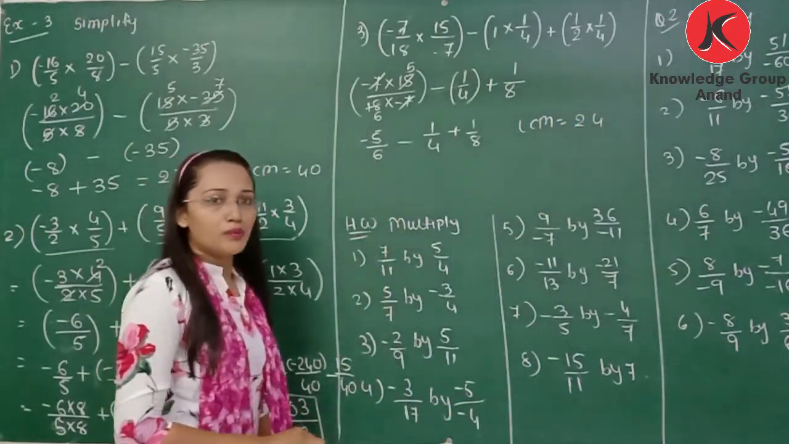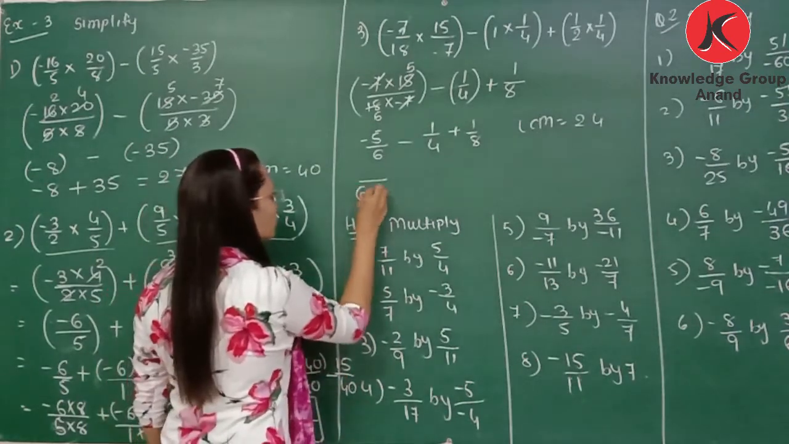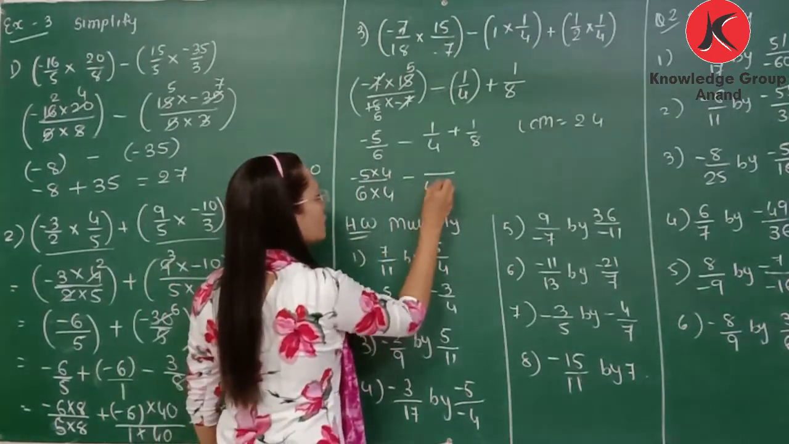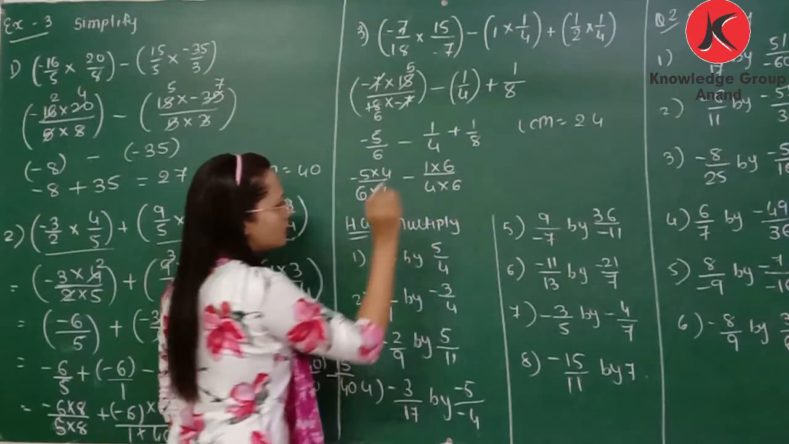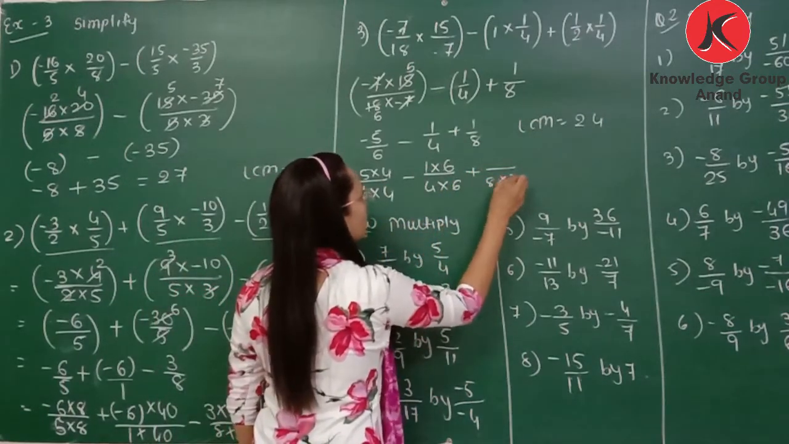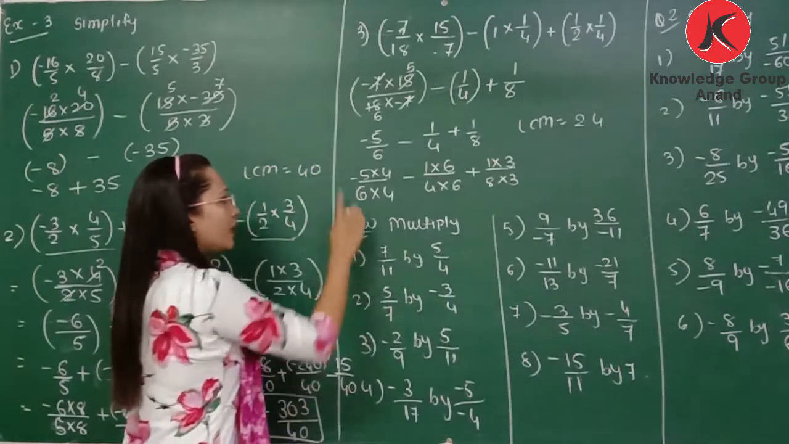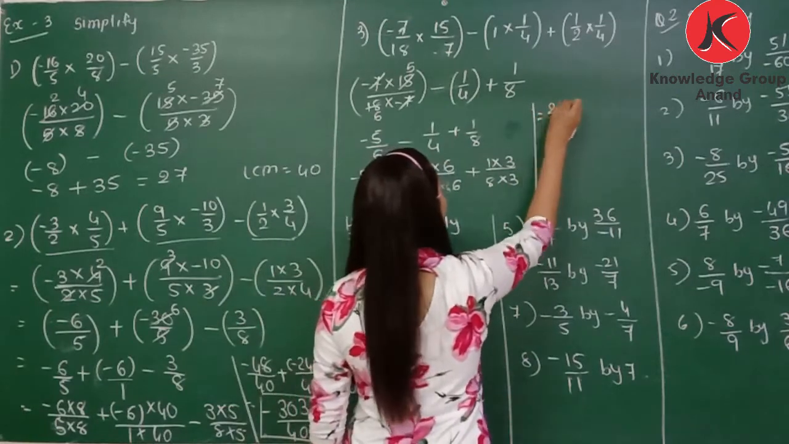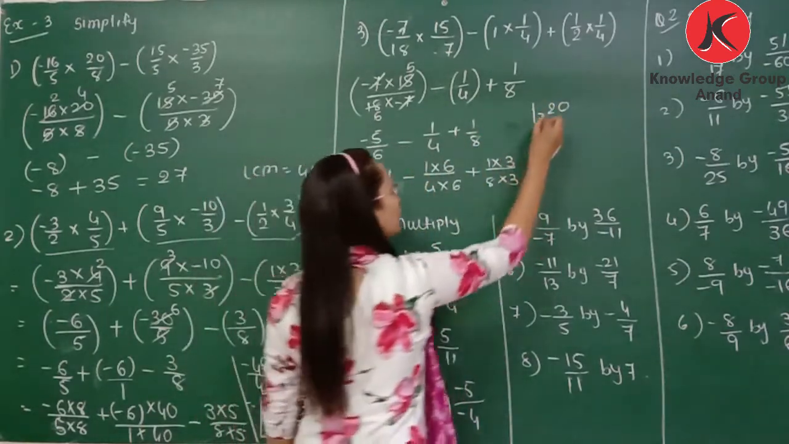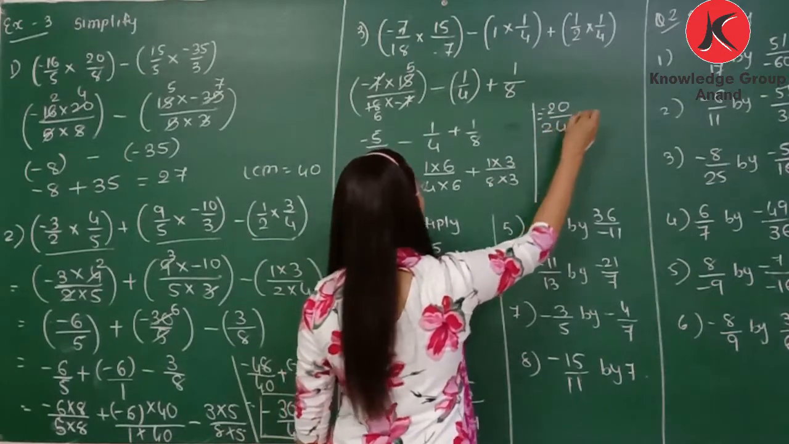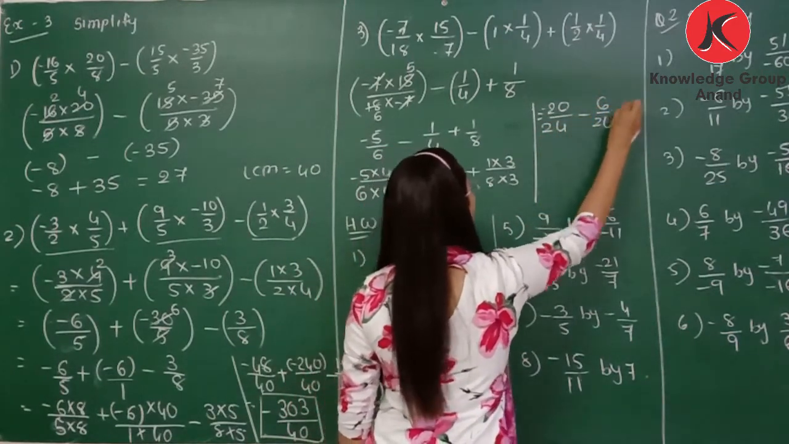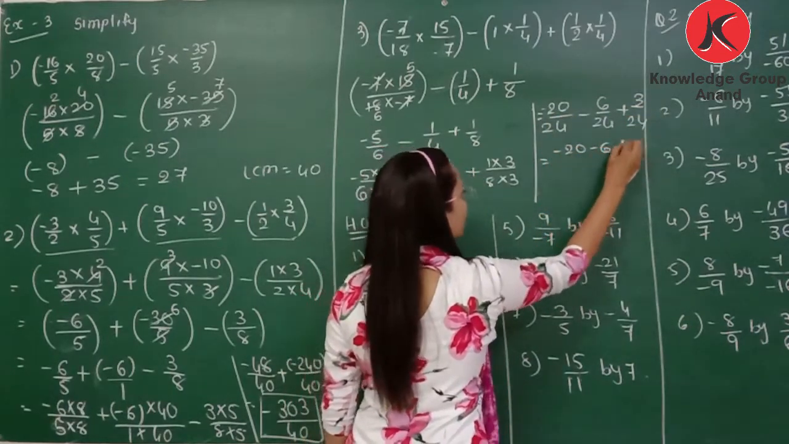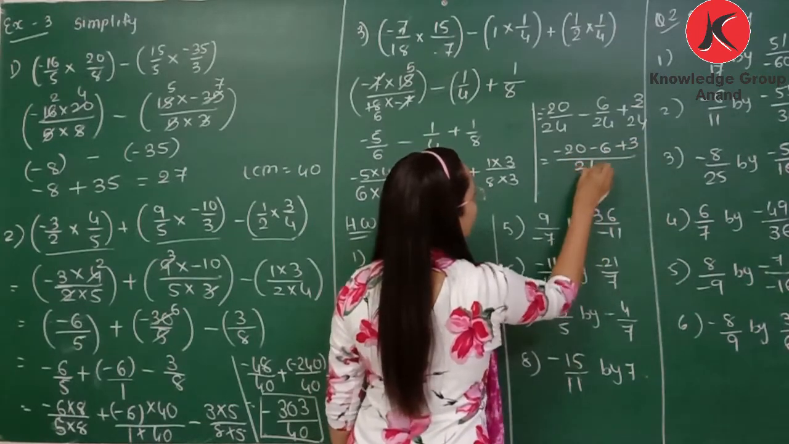Now here 6 needs to be multiplied by 4 to get 24. So minus 5 is also multiplied by 4. 4 is multiplied by 6. So 1 is also multiplied by 6. 8 is multiplied by 3. So 1 is also multiplied by 3. Now here we have 5 multiplied by 4 is minus 20 divided by 24 plus minus 6 by 24 plus 3 by 24. So here minus 20 minus 6 plus 3 divided by 24.